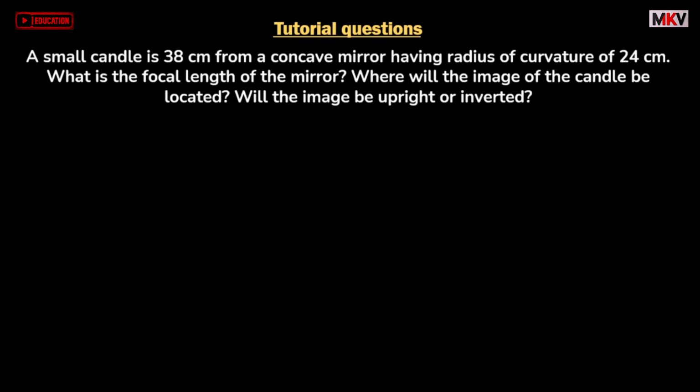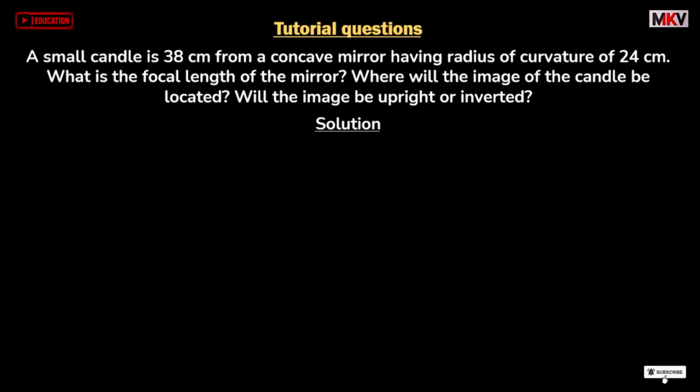So now let's look at some tutorial questions and applications of lens and how to apply the equations that we've talked of. So the first question is, a small candle is 38 centimeters from a concave mirror, having radius of curvature of 24 centimeters. What is therefore the focal length of the mirror? Where will the image of the candle be located? And will the image be upright or inverted? So now let's look at how we will solve this problem.